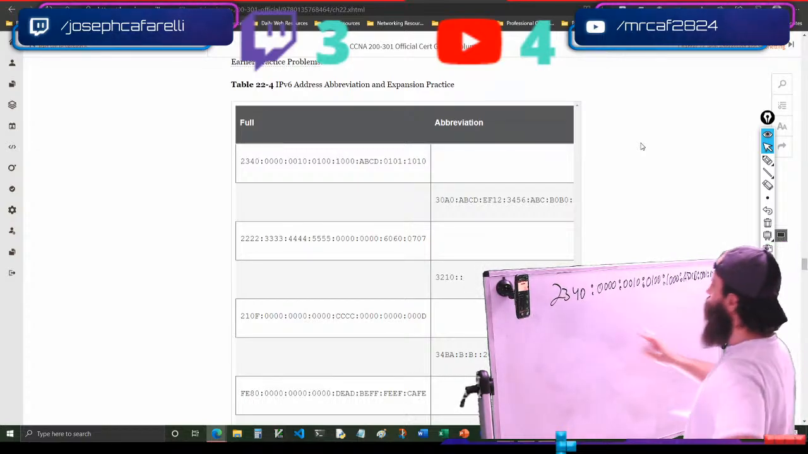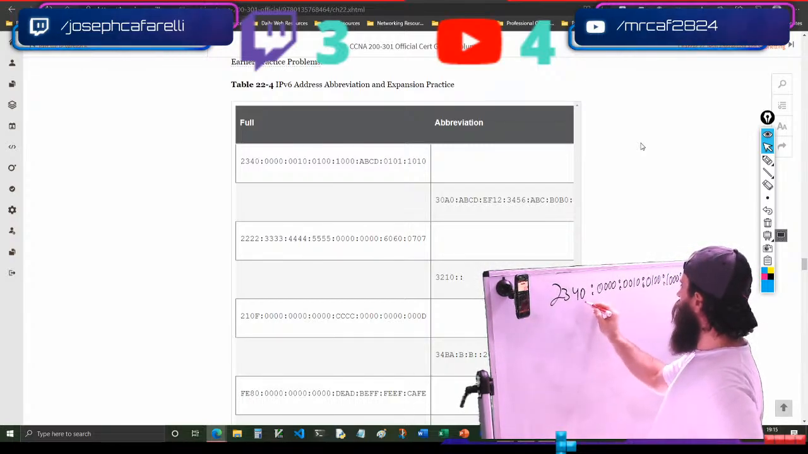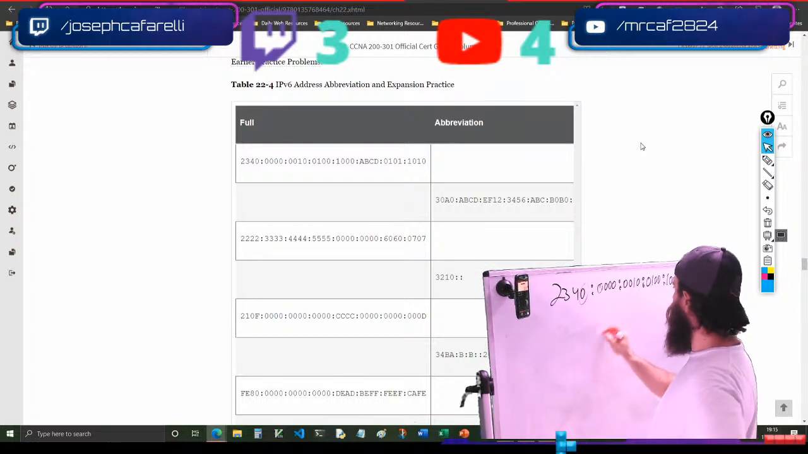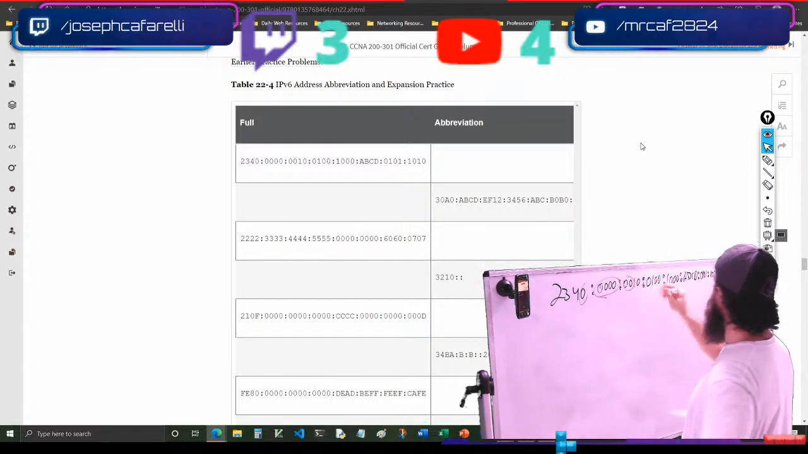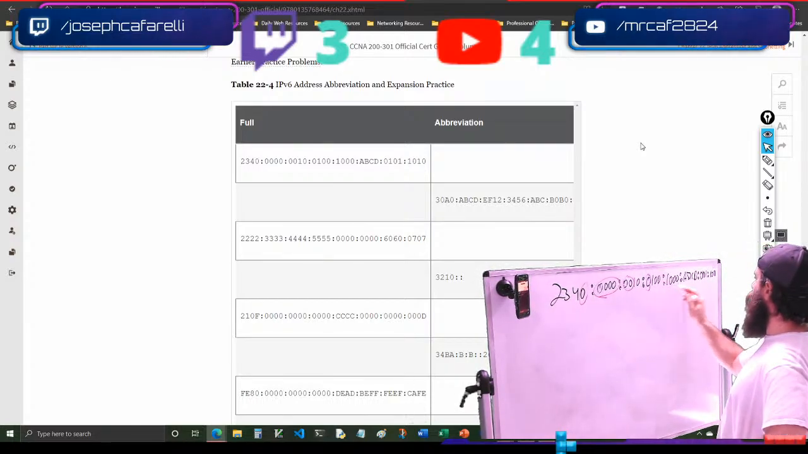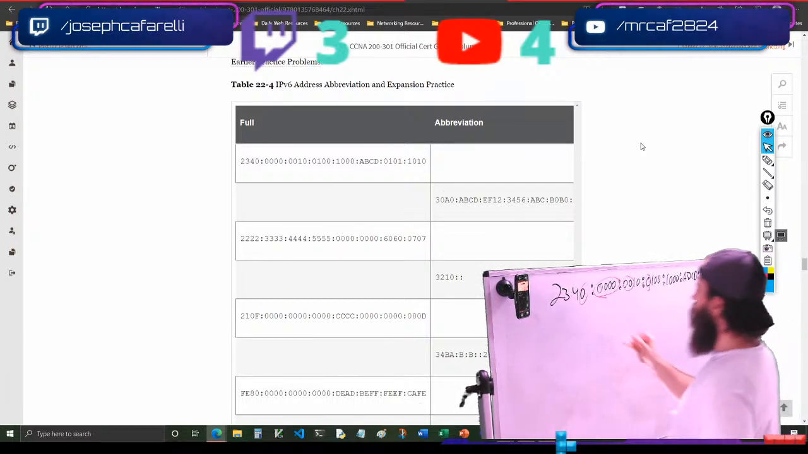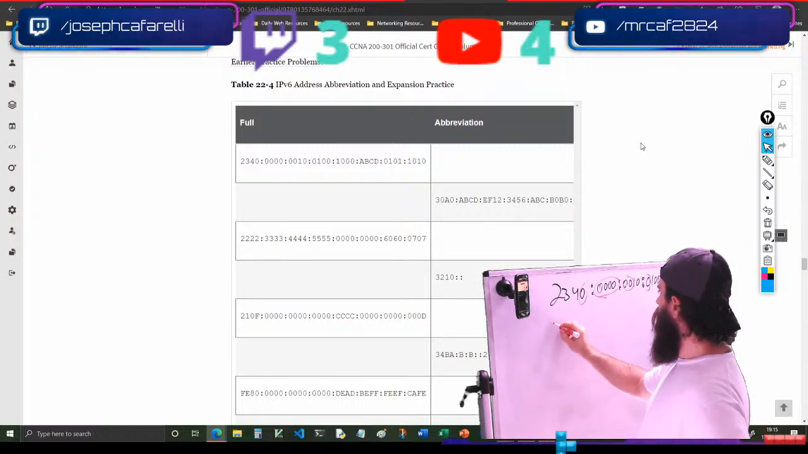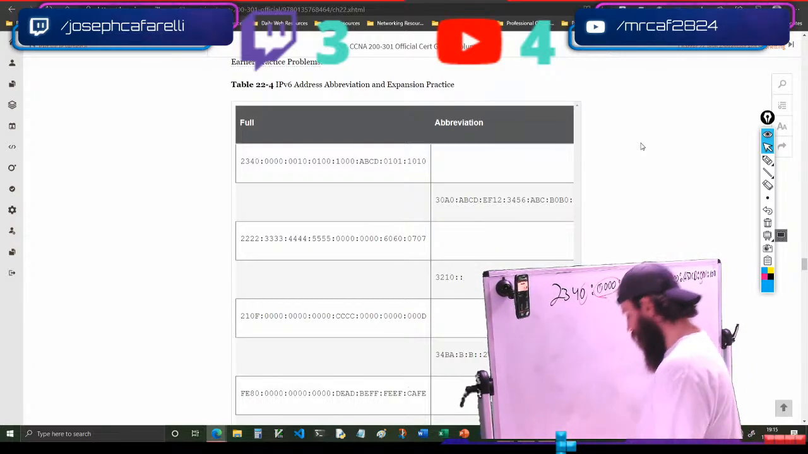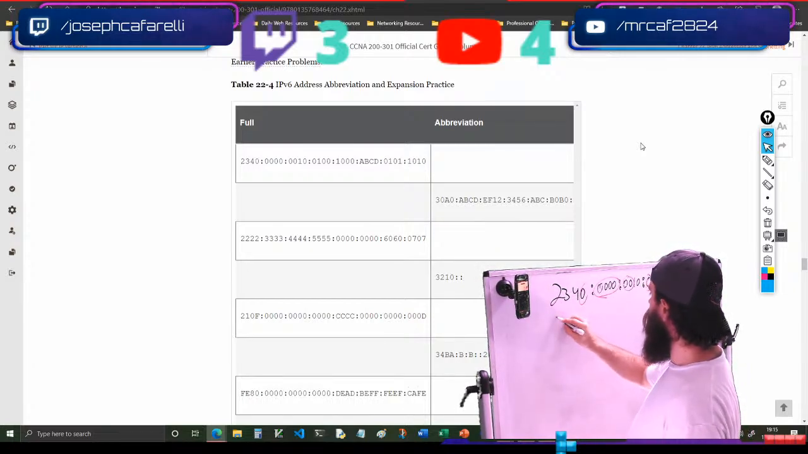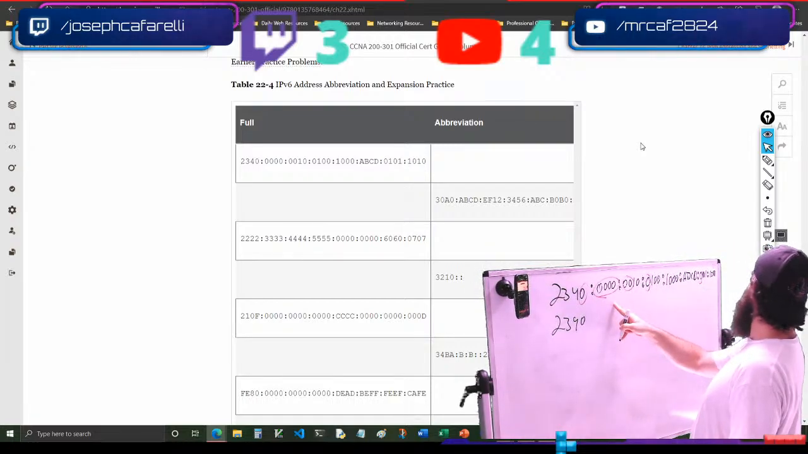So we can't remove this 0, so this 0 has to stay. We can abbreviate that down. We can abbreviate those two down. We can abbreviate that one. We can't abbreviate anything there. We can abbreviate one there. So that gives us the abbreviated address 2340. All right. And do we have any other?